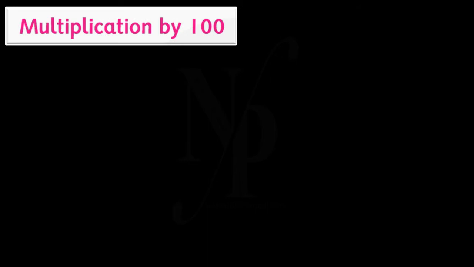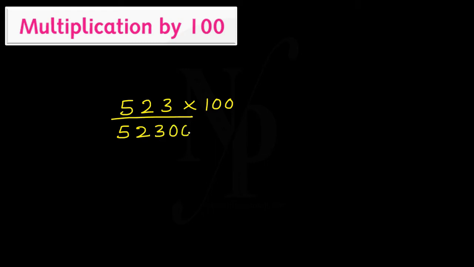Again, let's take one example for multiplication by 100. If we wish to multiply 523 by 100, what do we do? We rewrite the number 523 as it is, and we put 2 zeros to the right of the number 523, and now the product is 52,300.